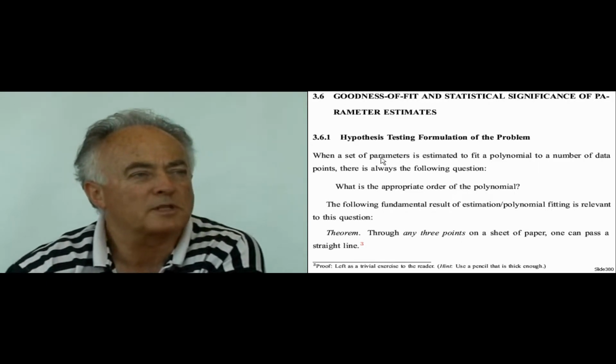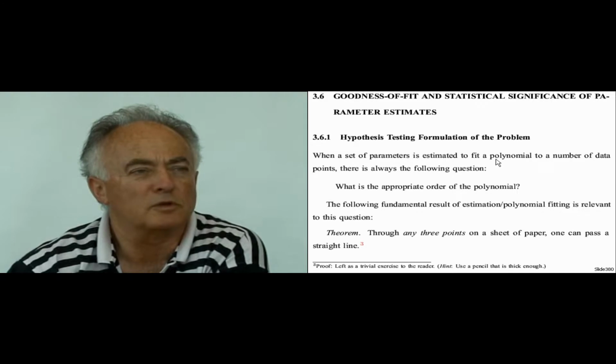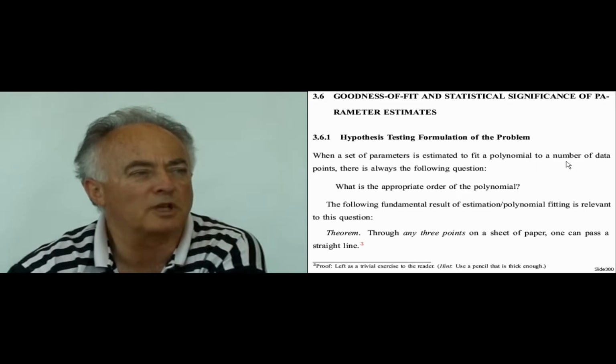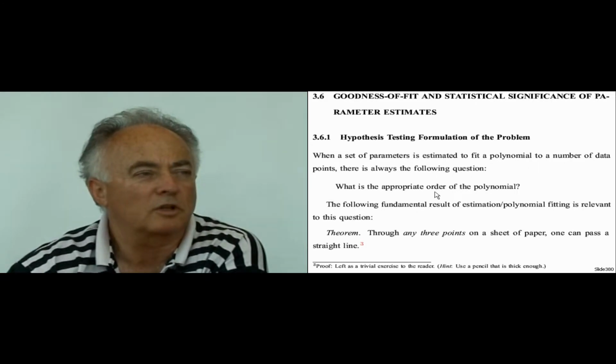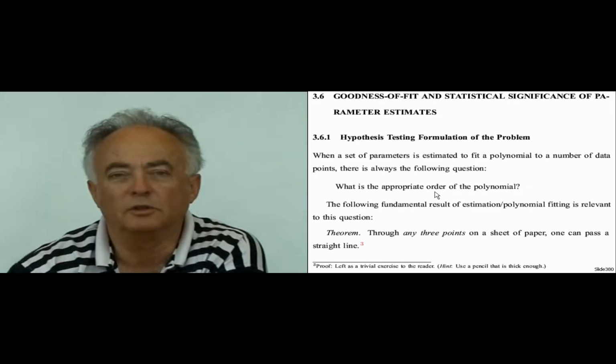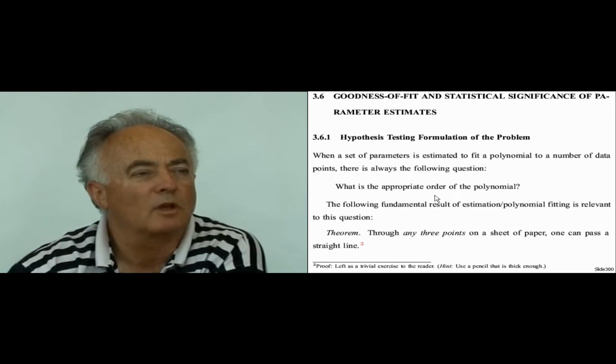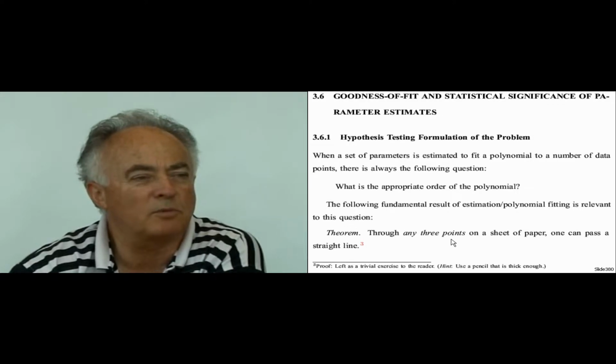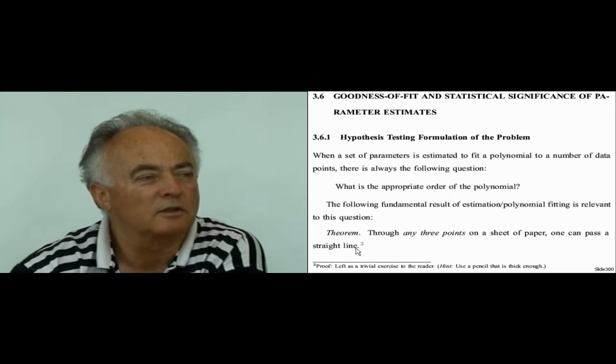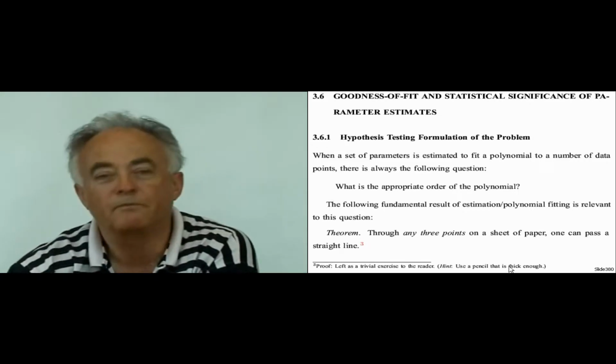If we have a set of parameters we are estimating for fitting a polynomial to a number of data points, it's not clear what the appropriate order of the polynomial is. There is a small result which I like to quote that is relevant to this question, stating that through any 3 points on a sheet of paper, one can pass a straight line. For those of you interested in the mathematical proof, here it is. Use a pencil that is thick enough.